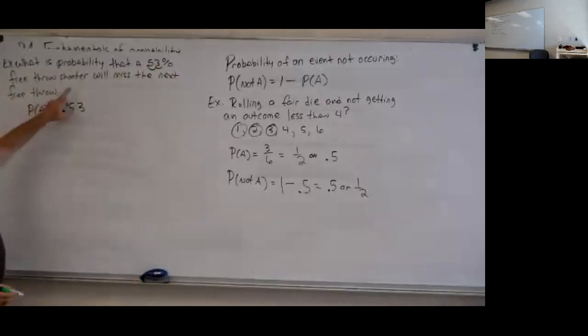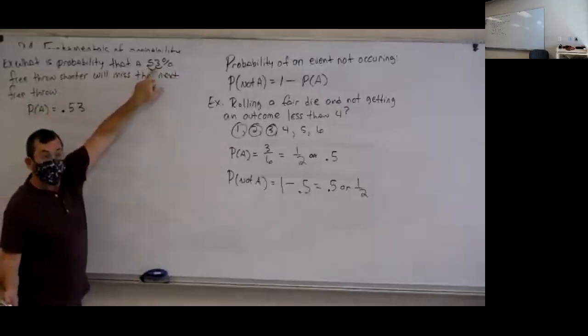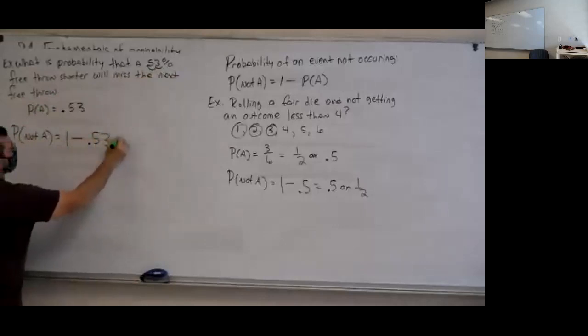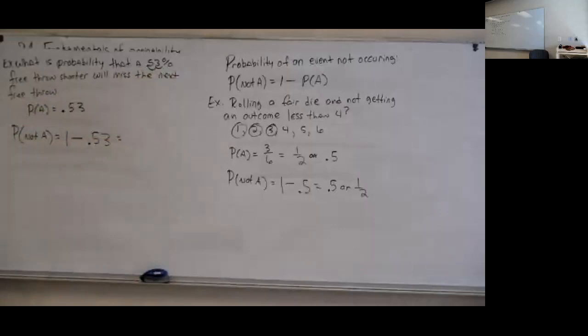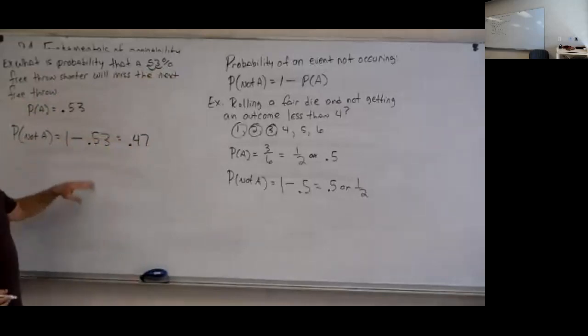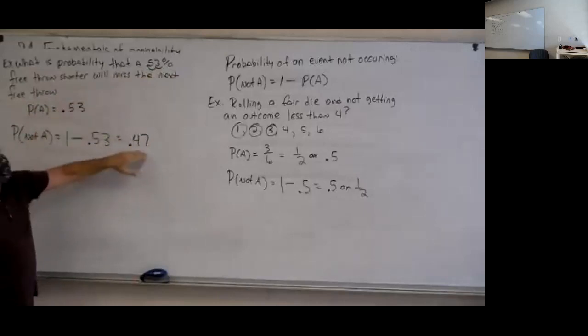But we want to know the probability that they will miss. This is the probability that they would make it. So the probability that they would not make it would be 1 minus my 0.53. So figure that out for me. 1 minus 0.53 is 0.47. And that makes sense, right? 0.53 is like 53%. If they make it at 53%, then they're going to miss it at 47%, okay?